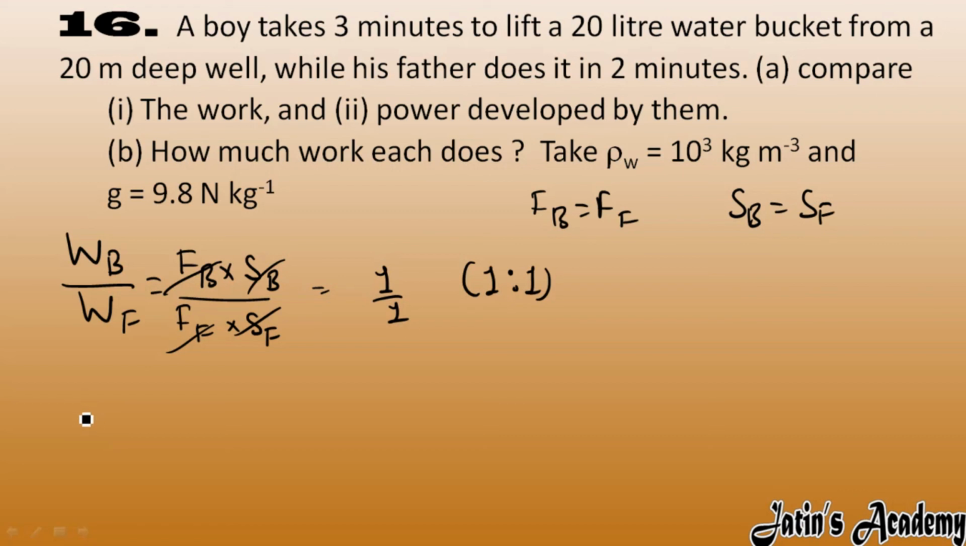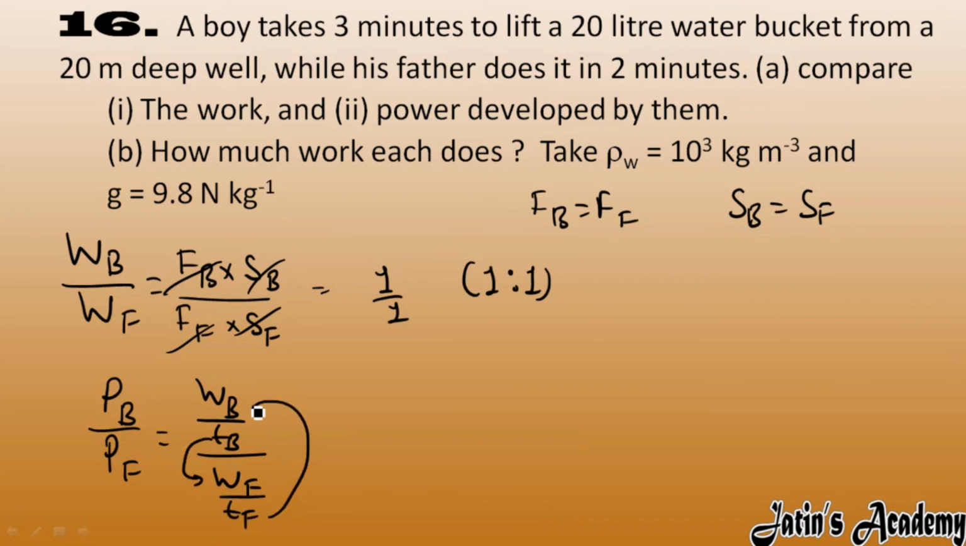Now we have to calculate the ratio of power delivered by boy to power delivered by father, which is work done by boy over time taken by boy to work done by father over time taken by father. So multiply this here and this here. So work done by boy over work done by father into time taken by father over time taken by boy. So this ratio we have 1:1.